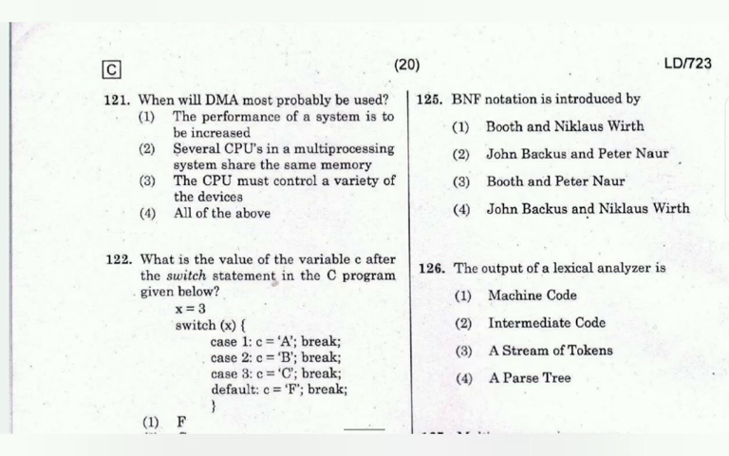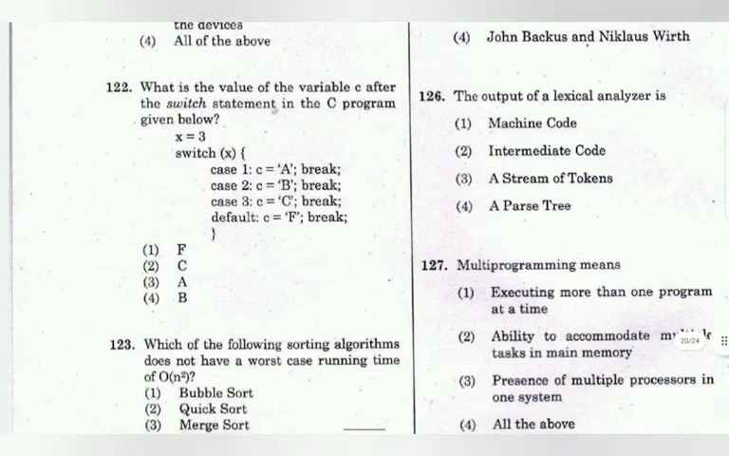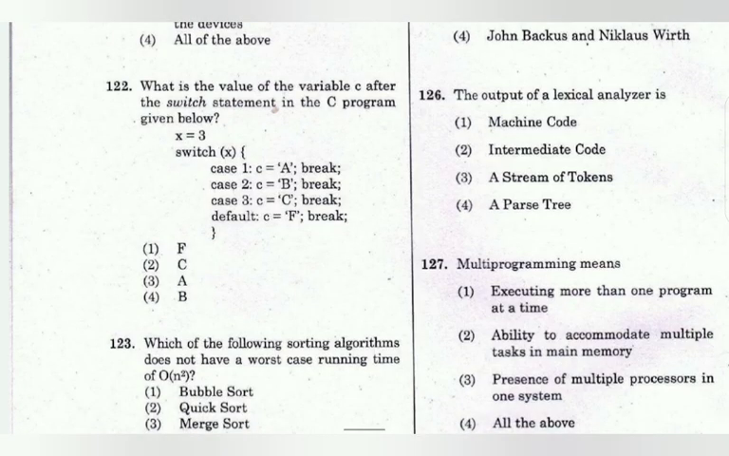Next, what is the value of variable C after the switch statement in the given C program? Here, given the value x equals 3, switch of 3 is executed. The control goes directly to case 3. Now C equals 'C', then break. So now the value of C is set to 'C'. So option 2 is the correct answer.